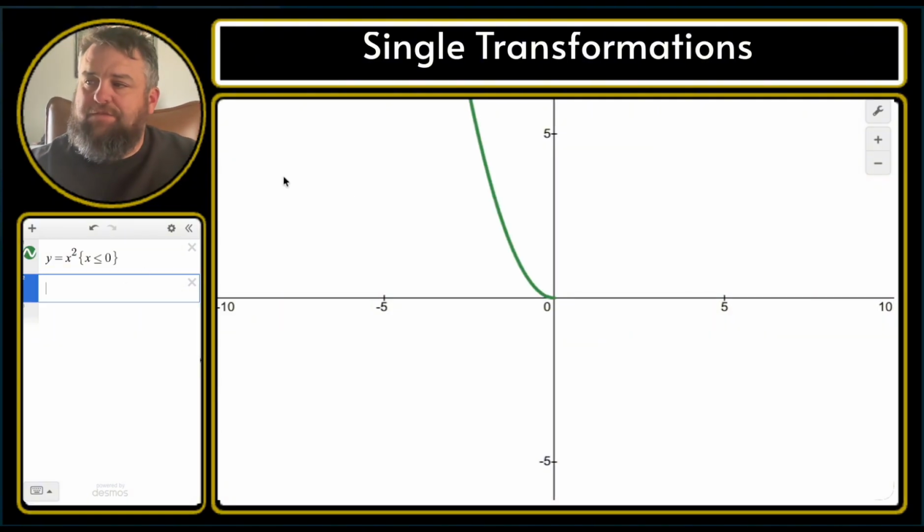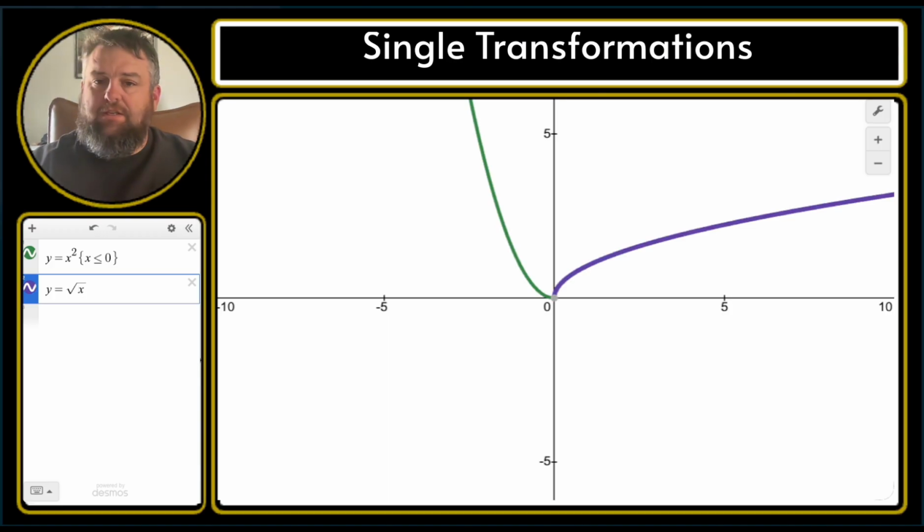If I took that function and I rotated it about the vertex, then what we end up with is, if I rotate it 90 degrees clockwise, I end up with the square root function. So that's all this is. It's just rotating it to the right, or rotating it clockwise about the vertex 90 degrees.